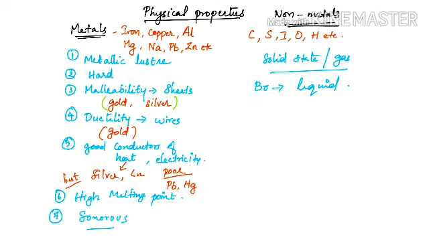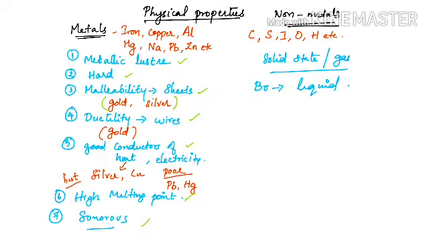It is not exhibiting the metallic lustre, it is not hard, it is not malleable, it is not ductile, and it is not a good conductor of heat and electricity. It does not have a high melting point, and it won't exhibit the property of being sonorous either. So whatever we have studied under the physical properties of the metals won't be shown by the non-metals. The physical properties of the non-metals will be just the opposite of those of the metals.